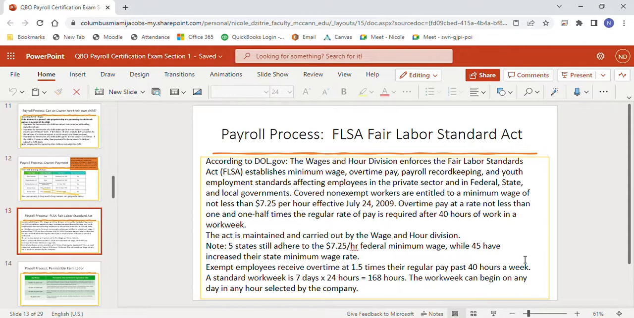Non-exempt employees receive overtime at 1.5 times their regular pay past 40 hours a week, and a standard work week would be 7 consecutive days of 24 hours, which equals 168 hours. The work week can begin on any day and at any hour selected by the company. So again, the standard work week is 7 consecutive days of 24 hours, 168 hours total.